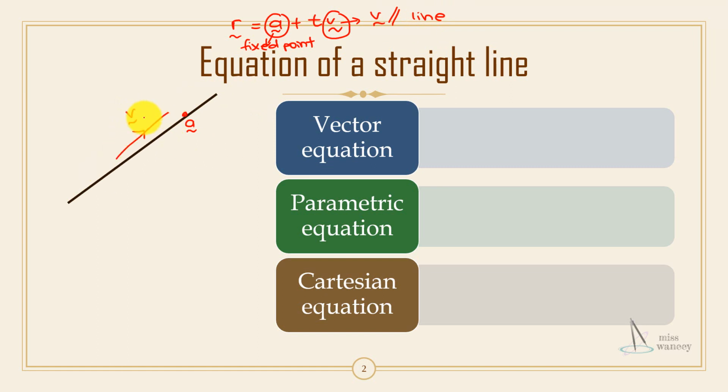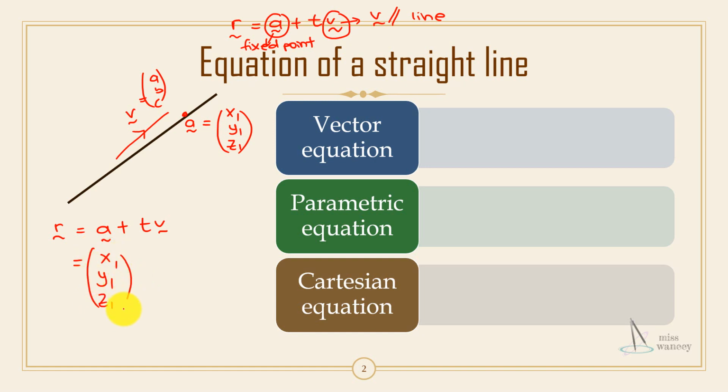That is v. Let's say I call the fixed point a as x1, y1 and z1, and I call the parallel vector a, b and c. Then the equation of a straight line r equal to a plus tv is simply equal to x1, y1, z1 plus t multiplied with v, so a, b and c.